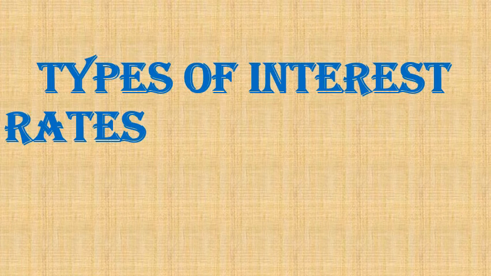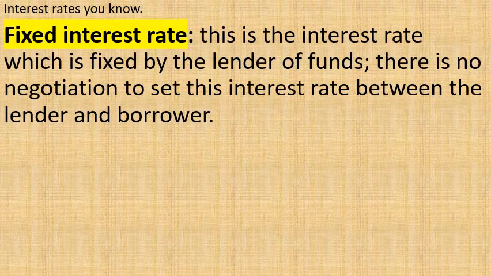Let's look at the types of interest rates. One, fixed interest rate. This is the interest rate which is fixed by the lender of funds. There is no negotiation to set this interest rate between the lender and the borrower. For instance, you happen to ask for a loan from a bank, then the bank might say you're supposed to pay 10% per annum of that amount. So it's fixed by the lender.